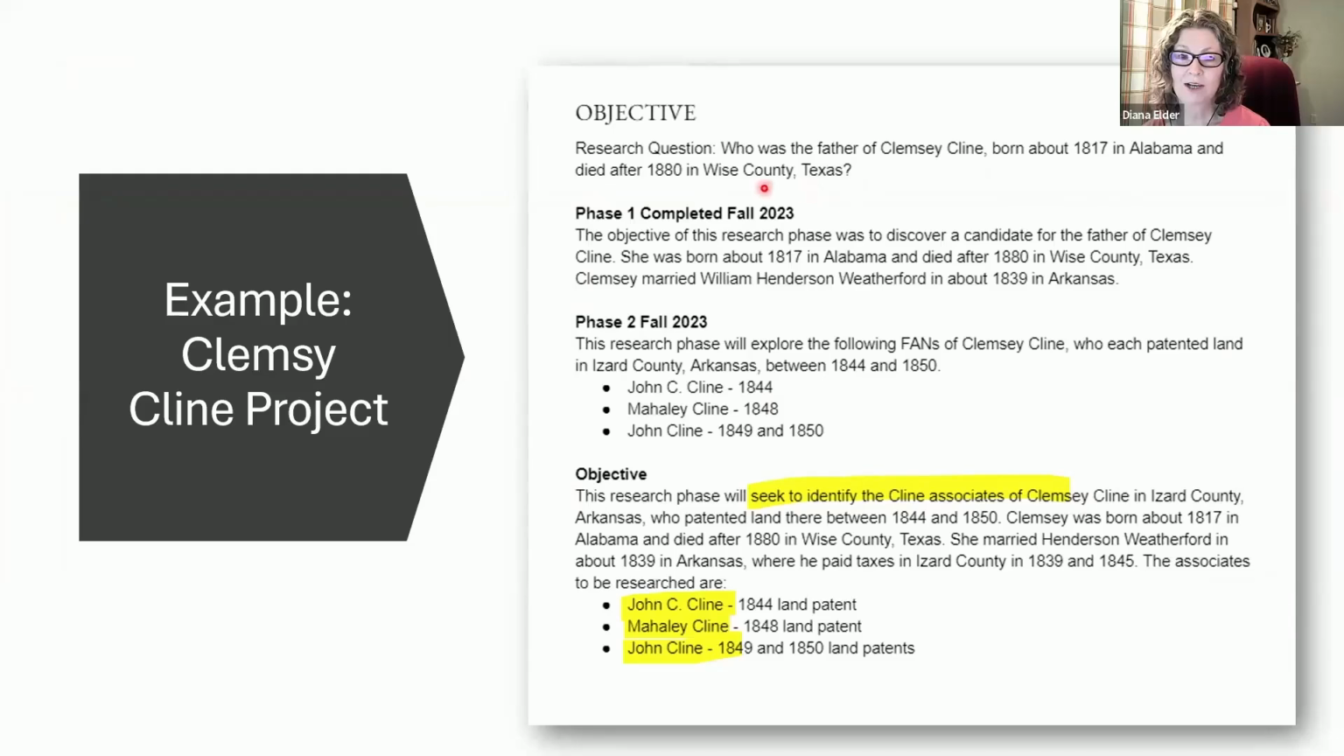So, the very first project I did, I felt the need to go back and really document Clemsy's life. I needed to find at least a candidate, somebody who could be a father for her. So the first project really was all about trying to figure out where she and her husband, Henderson Weatherford, lived and if there were any Kleins around the area and trying to find some candidates. So I did find some Kleins. I found some FANs of Clemsy, and I only chose them because they had the same surname of Klein.